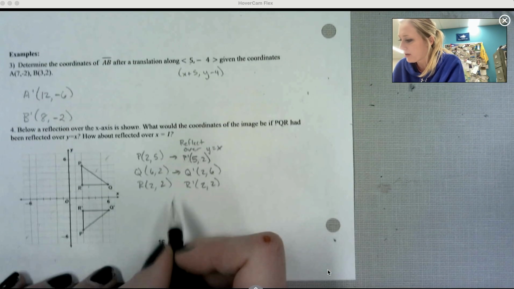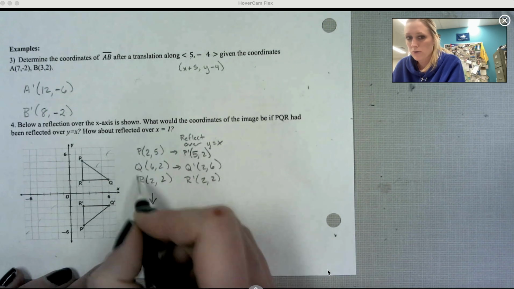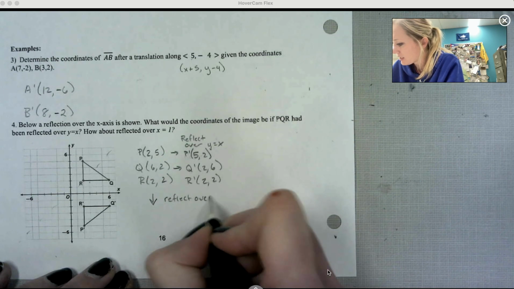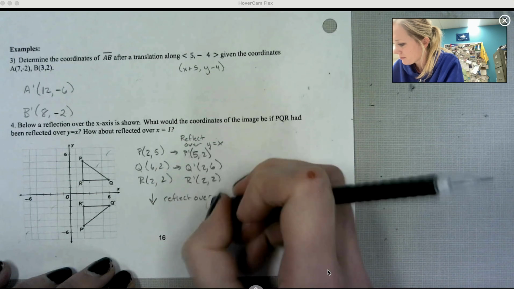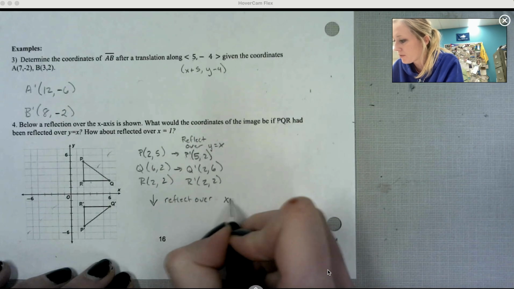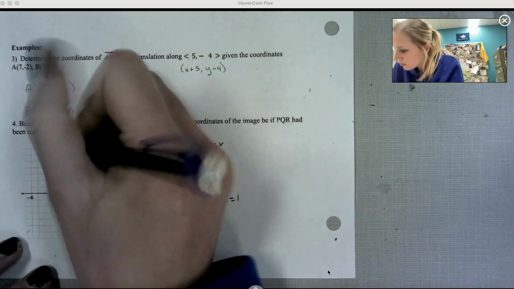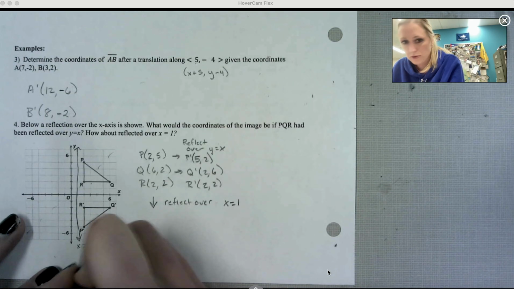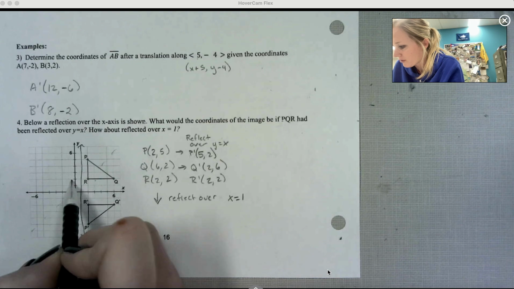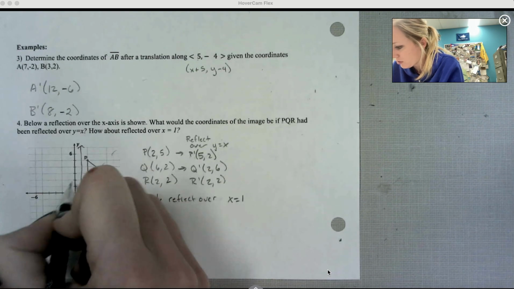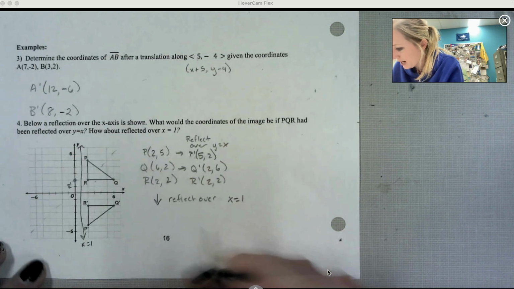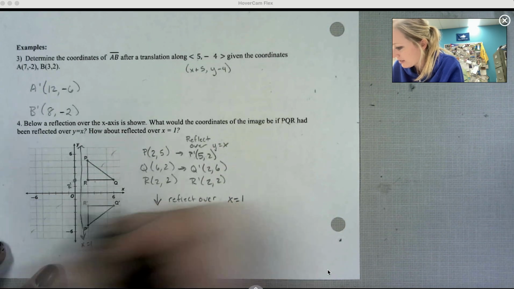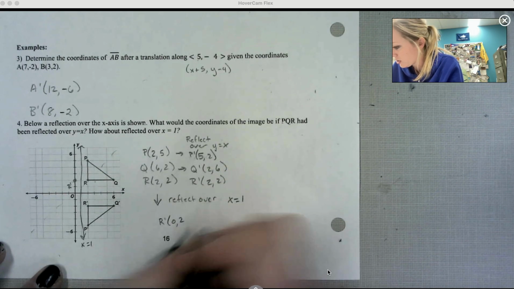Now if I wanted these coordinates to be reflected over, or I'm sorry, x equals 1 is the other one. This one is not one we have a rule for, but we know what the line x equals 1 looks like. It's a vertical line through 1. So that's my line x equals 1. All I have to do is flip these points over this line. R is 1 unit away, so it's going to be 1 unit away when I flip it as well. So there would be my R prime. Instead of at (2, 2), it's at (0, 2) if I do this transformation.